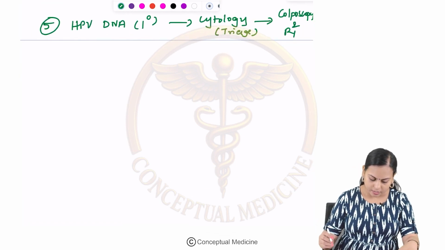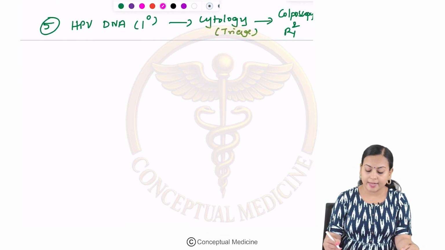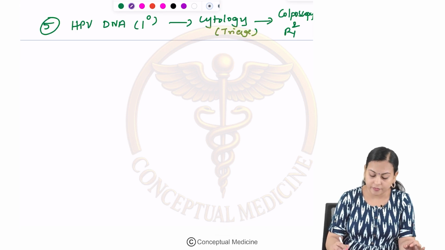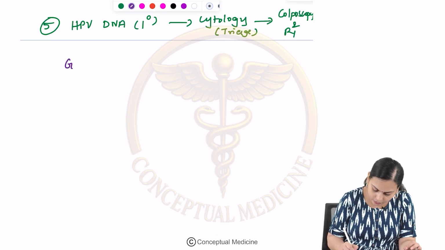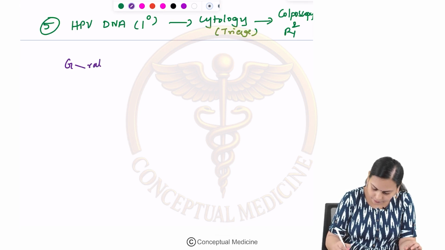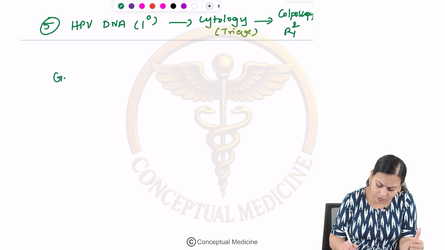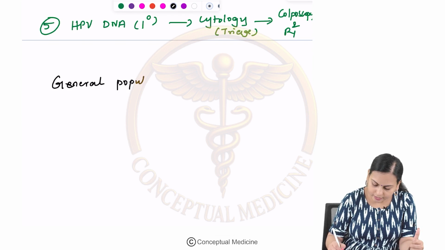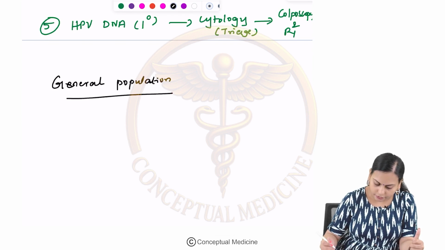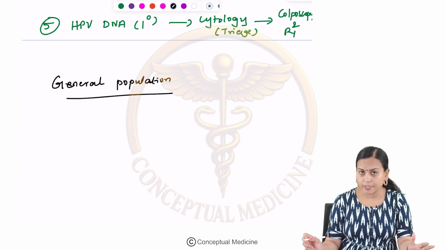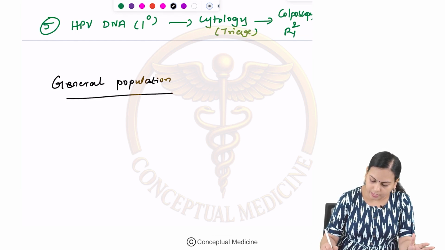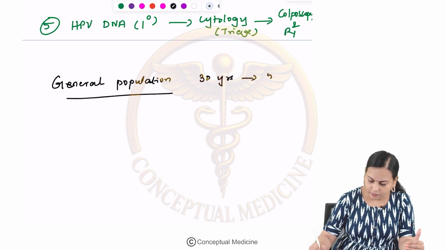Now, this again has a significant consideration. You have to see the general population. You have to consider the age according to whether they belong to the general population category or not. If they belong to the general population, then you can begin at 30 years and you can do regular screening every 5 or 10 years.